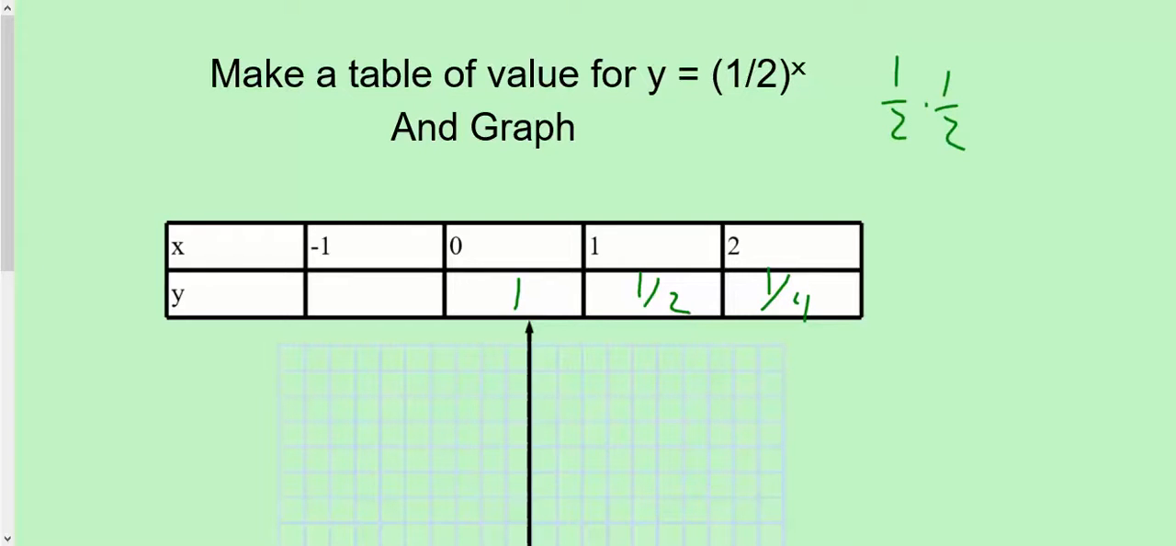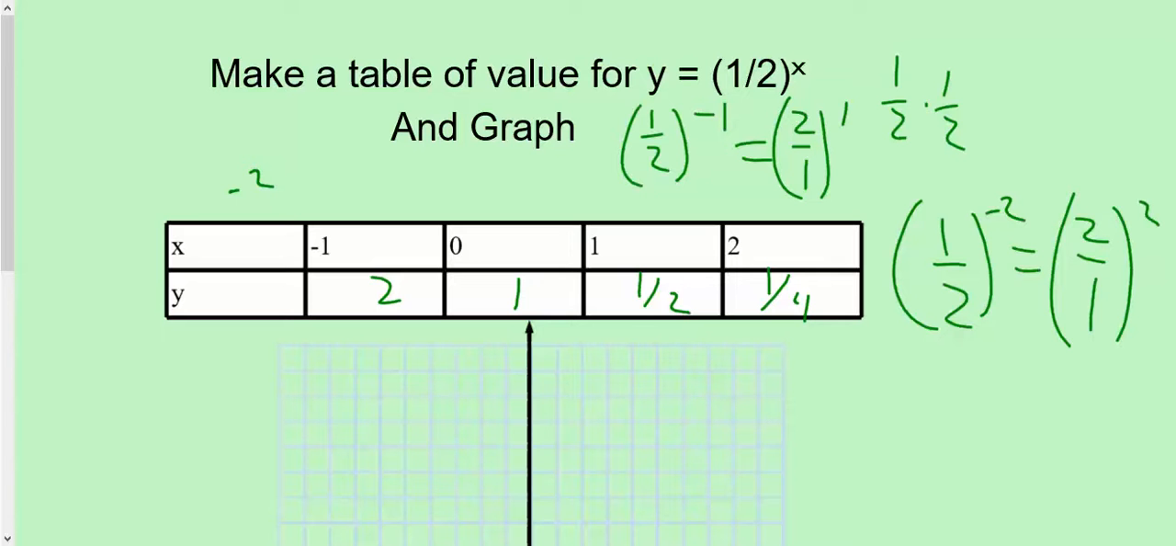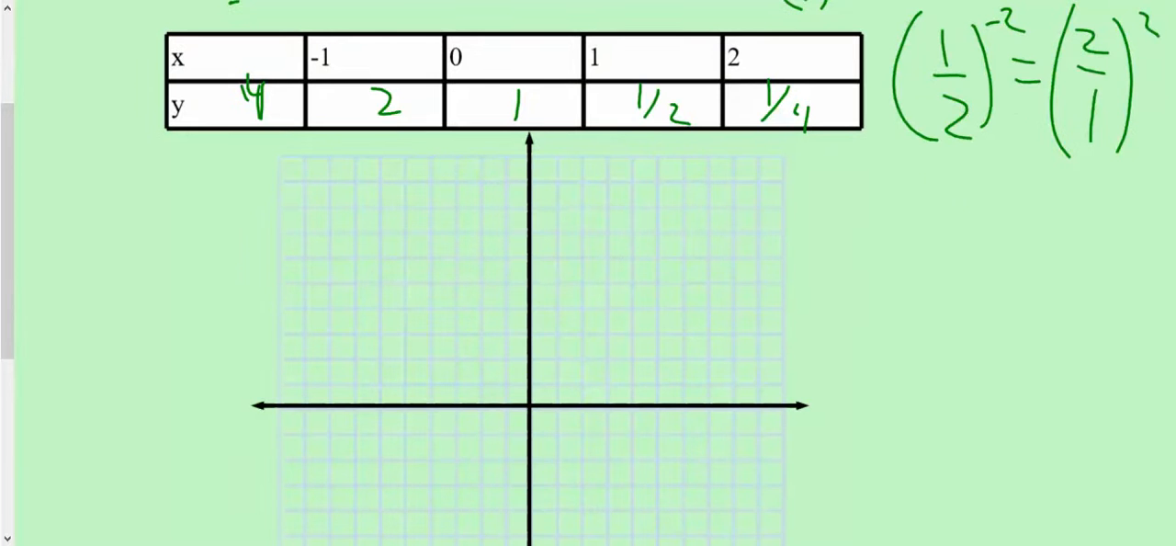Now as I go backwards, I have 1/2 to the -1. So we're going to use what we learned in 8.3 with the negative exponents. We're going to flip around our fraction, and that's going to make it positive. So that's going to be 2. Then if I go over here to -2, 1/2 to the -2 is going to be 2/1 squared, which is 4. And you're going to notice the values are going to get bigger as x gets smaller. So 0, 1, 1, 1/2. And then this is going to get basically really, really close to 0. And so we're going to show it not crossing the axis there and draw our exponential curve there.